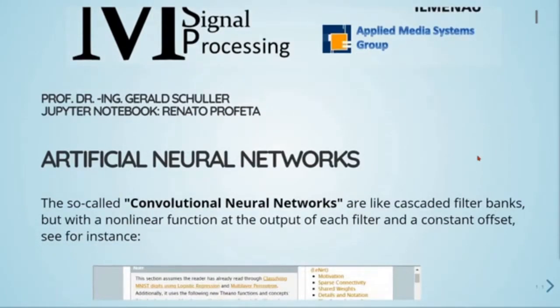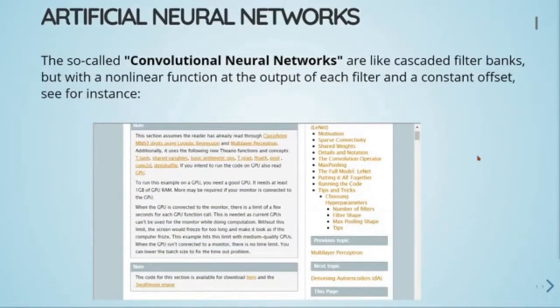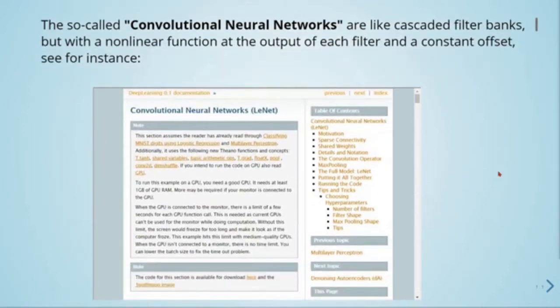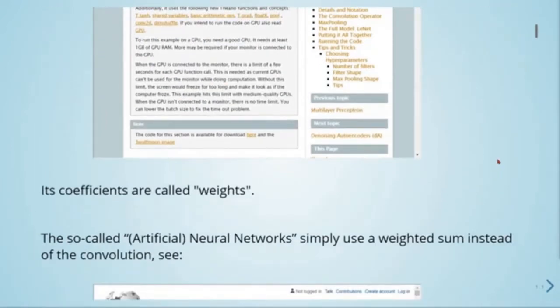The so-called convolutional neural networks are like cascaded filter banks, but they have a nonlinear function at the output of each filter and a constant offset. You can read more about convolutional neural networks in this tutorial from the internet. The coefficients of these filter banks, when we're talking about neural networks, are called weights.